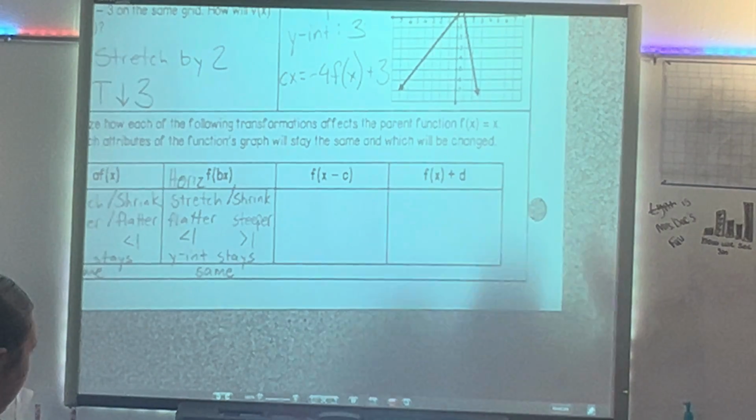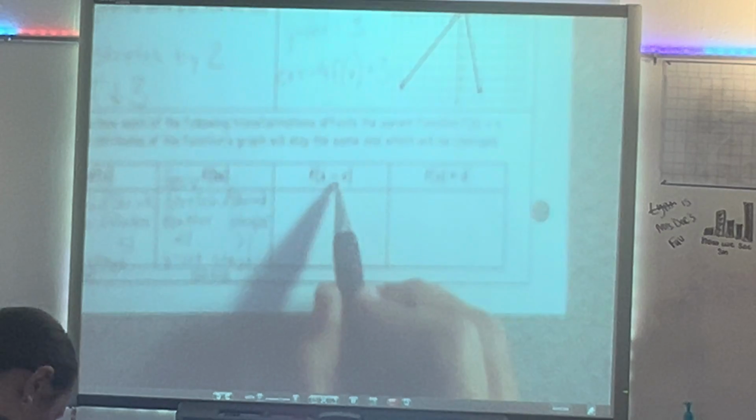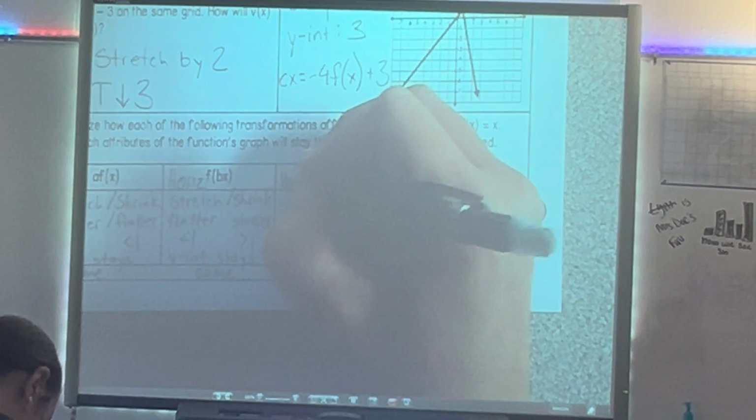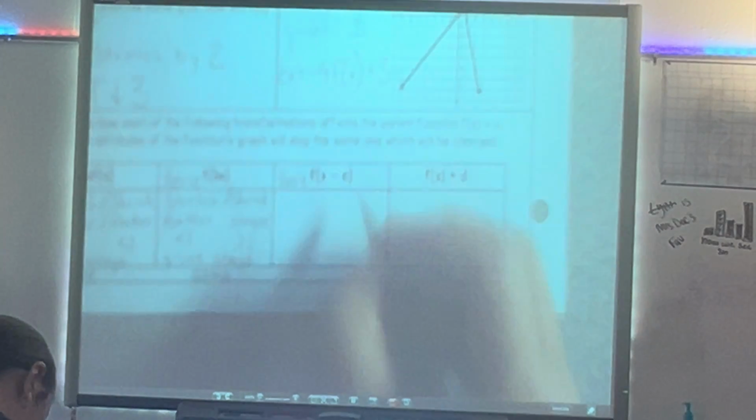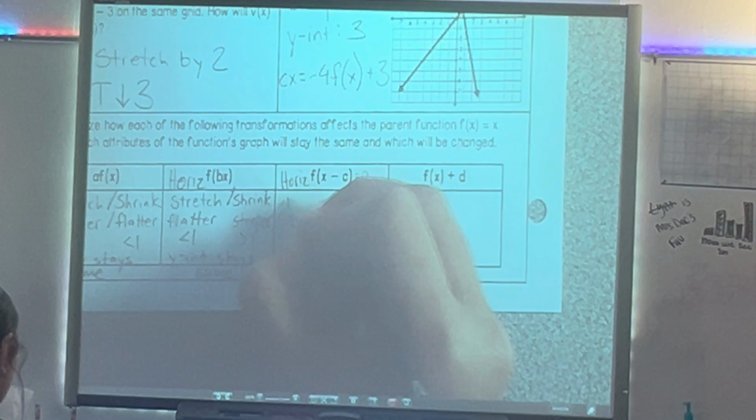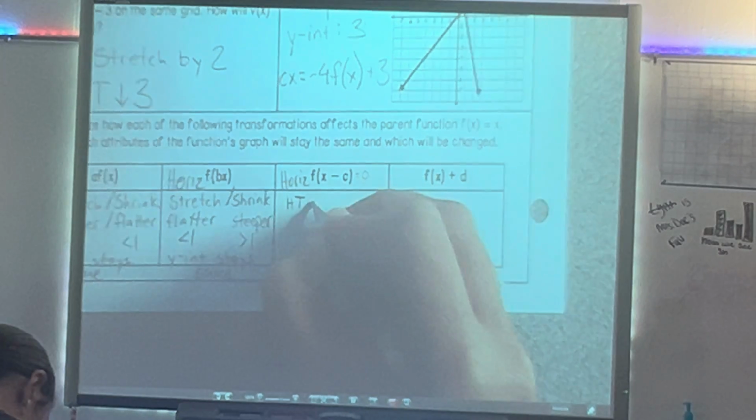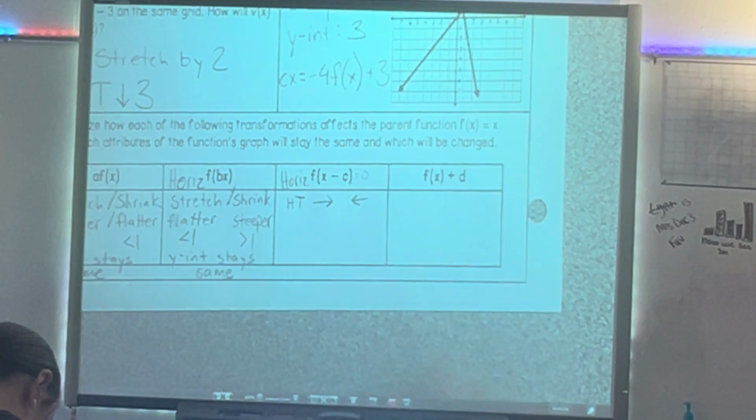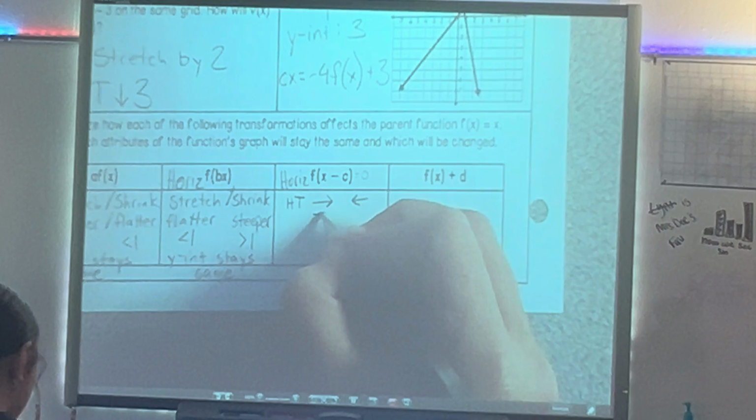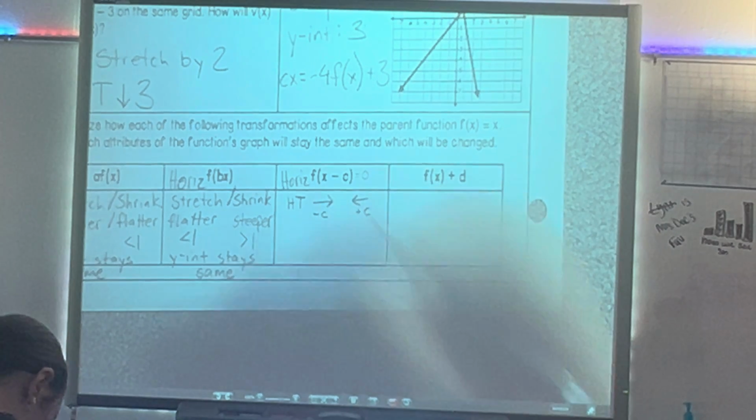Okay. Here, I have f of x minus c. Is that vertical or horizontal? Horizontal. And remember, I'm going to set that equal to 0 to find what c is. Technically, you don't really have to do that. Alright, so that's going to be an HT either to the right or to the left. Are we okay there? If I move to the right, it would have been minus c. If I moved to the left, it would have been a plus c. Are we alright?